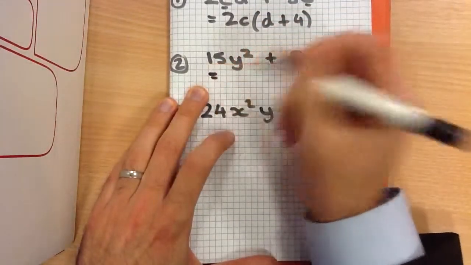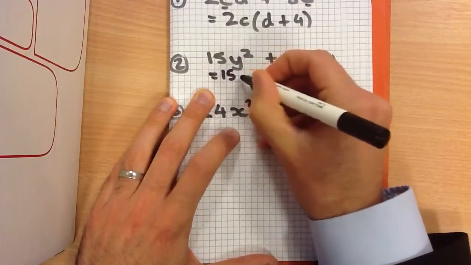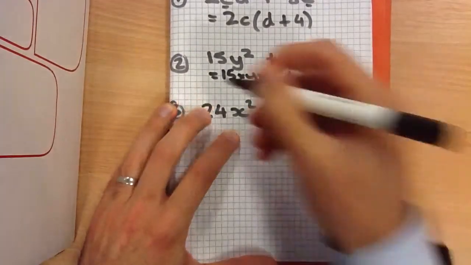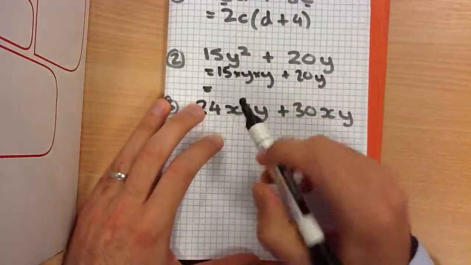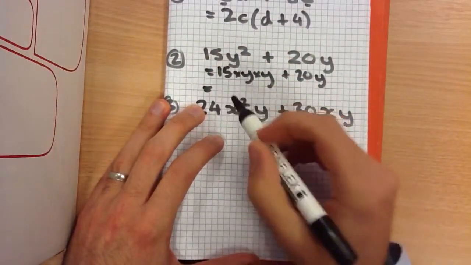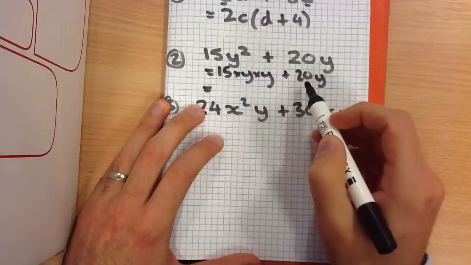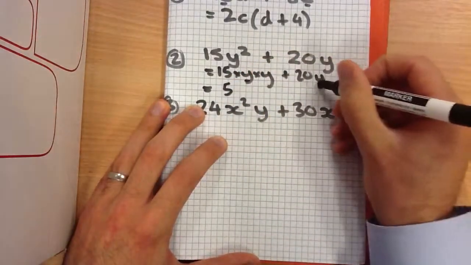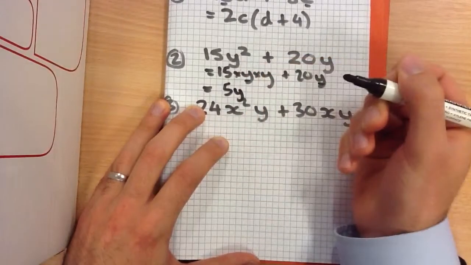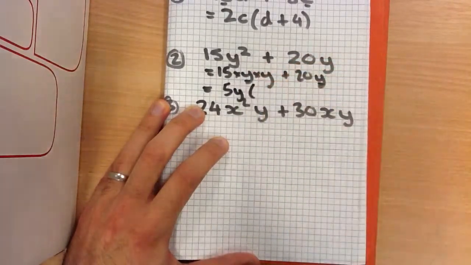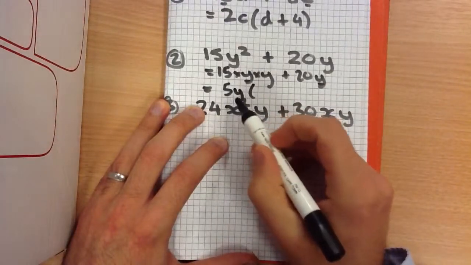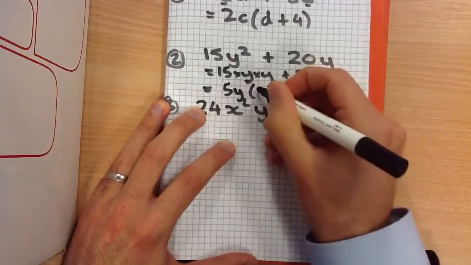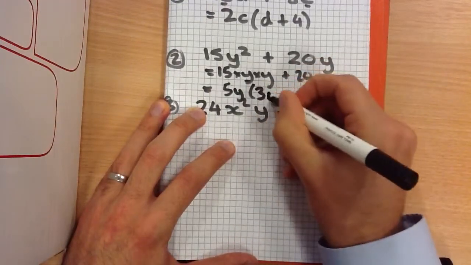Just like on the second video, if it helps, 15y squared is 15 times y times y. Just like on the first video, look at the numbers first. What's the highest number that goes into 15 and 20? Well, that's 5. And then you'll see that the y is also in both bits, so y is a common factor. What do you need to multiply 5y by to get 15y squared? Well, we have to multiply 5 by 3, and we need another y in there as well.